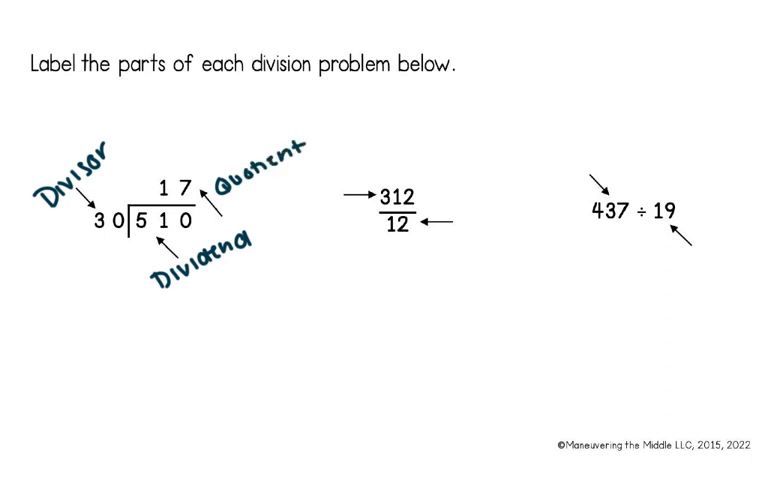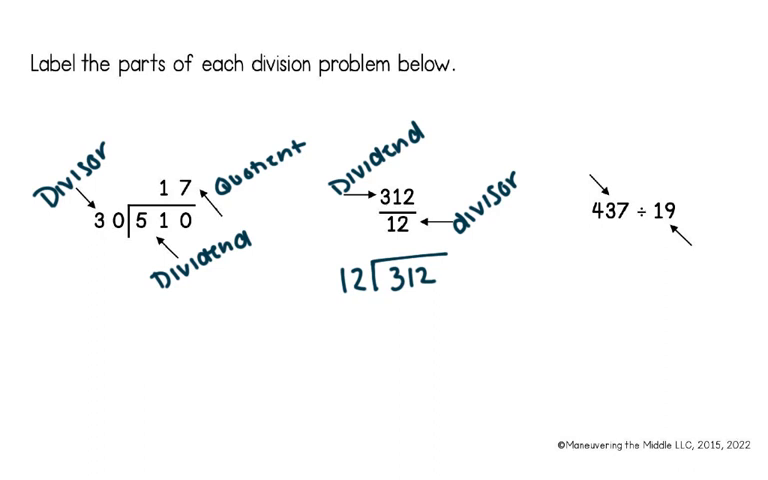Now, if we have 312 over 12, the top number is going to be our dividend, and our bottom number is going to be our divisor. So the bottom number is what would go on the outside, and the dividend is what would go on the inside.